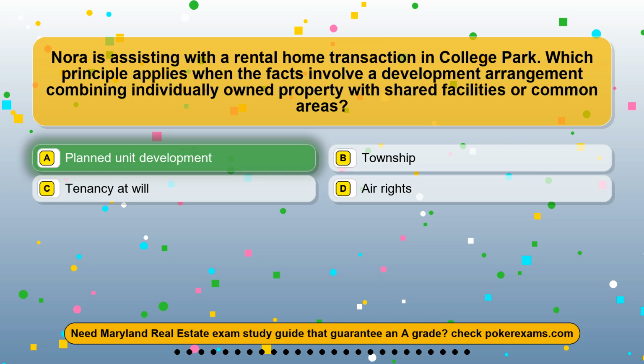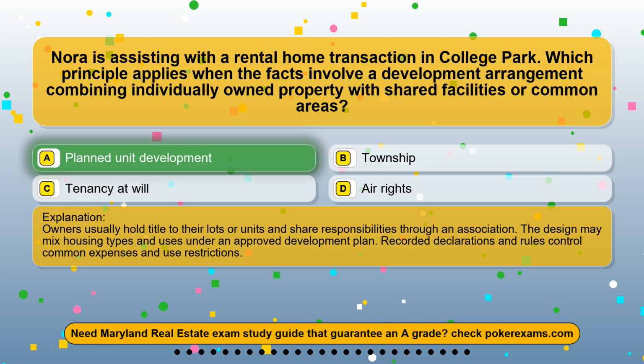The correct answer is option A. Planned unit development. Owners usually hold title to their lots or units and share responsibilities through an association. The design may mix housing types and uses under an approved development plan. Recorded declarations and rules control common expenses and use restrictions.